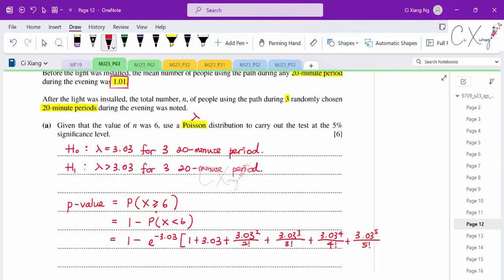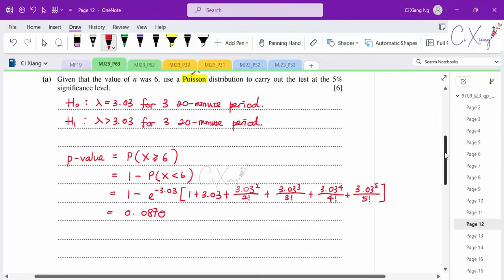Should I include x equals 6 or not in my calculation? From here, you can see that there is no equal sign included. Therefore, it should stop at x equals 5. Then, by using the calculator, let's press the answer for this calculation. You should get 0.0870. So this is the p-value that I have.